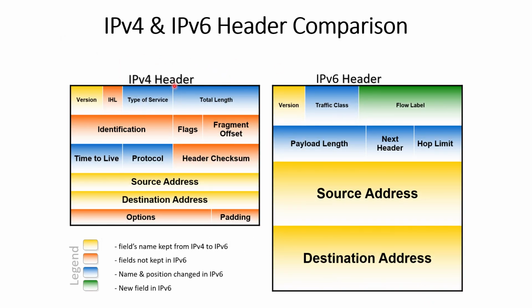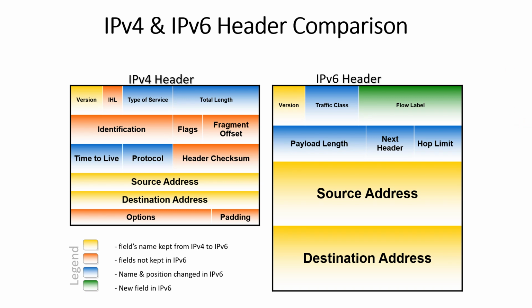The transition from IP version 4 to IP version 6 introduces significant changes in the header structure, aiming to improve scalability, efficiency, and functionality for modern networking needs. The key differences are header length. IP version 4 has a variable header length, while IP version 6 has a fixed length of 40 bytes.